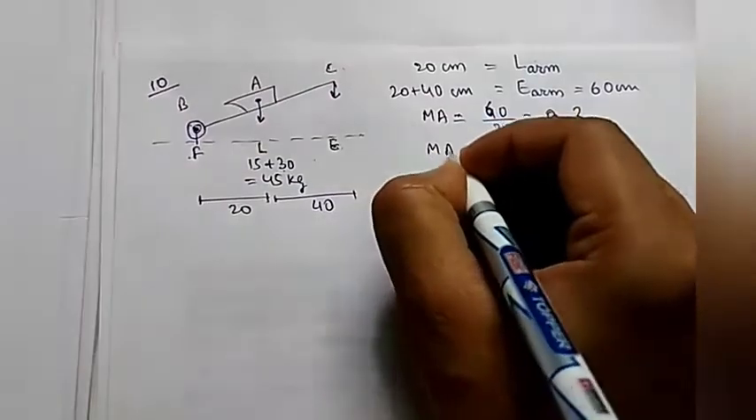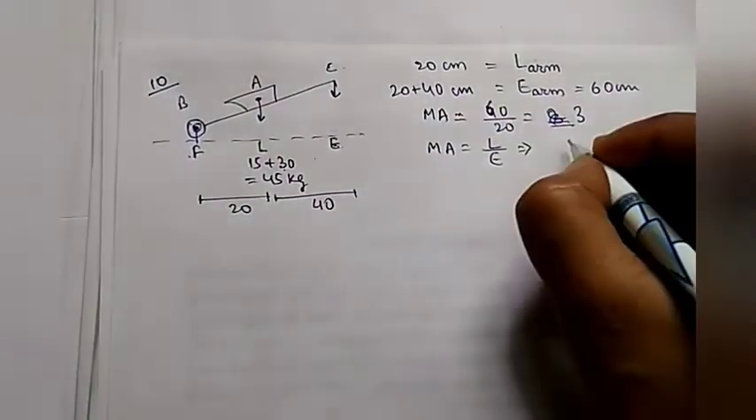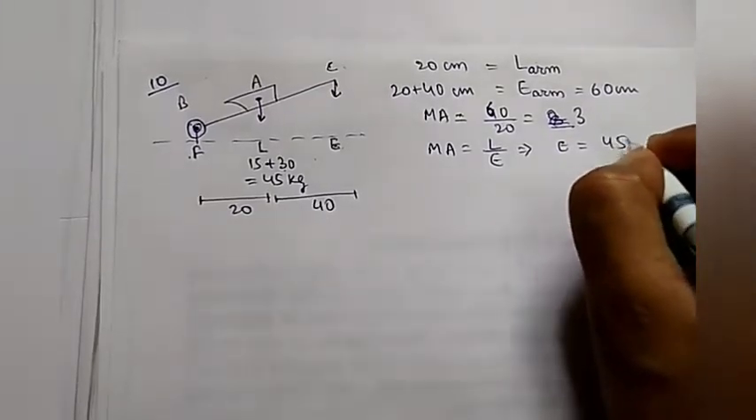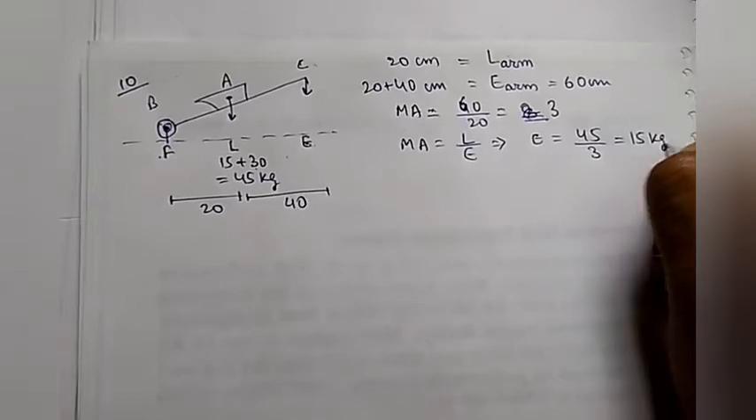So mechanical advantage is equal to load by effort. So the load is here 45 kgf, so the effort will be equal to 45 by 3, that is 15 kg of effort should be put.